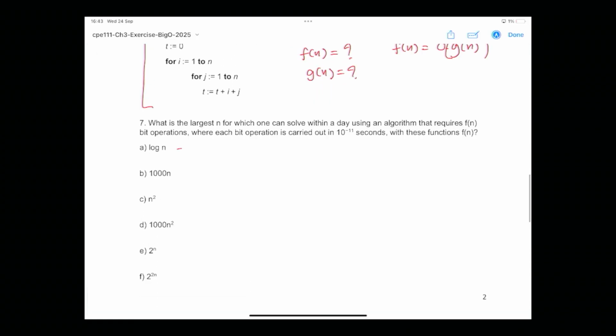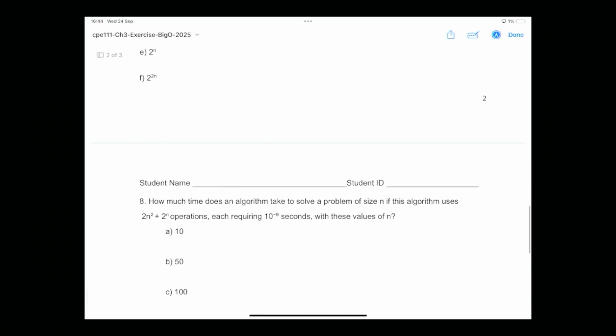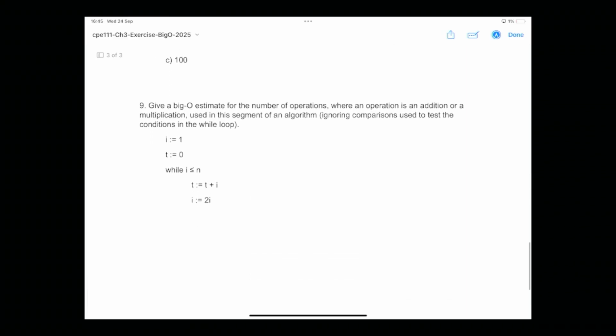And then this is already f(n). Each operation takes 10 to the power of minus 11 seconds. Then how much can we complete within a day? So 24 hours. How many seconds do we have within a day? Find what is the largest n. Find out the n. So the rest should be okay.